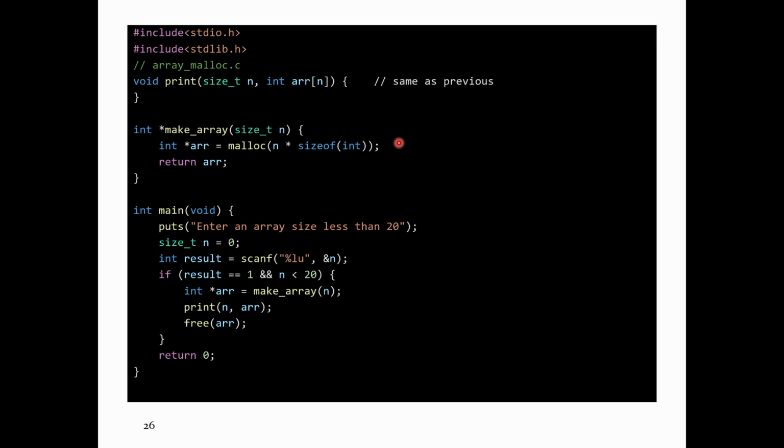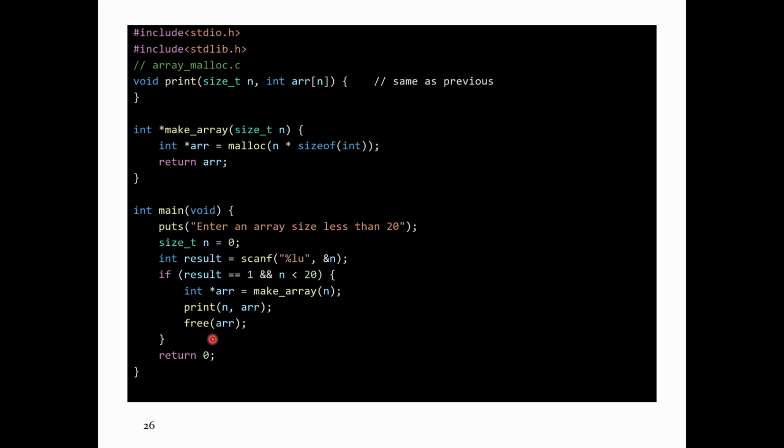After this, you really should check for null, but I didn't, partly because I know the array size is less than 20. If I can't allocate enough memory for 20 ints, I've got bigger problems, right? So then you just return the pointer. And now down here, I just call make array with n, I print the array, and then I play nice and free the array when I'm done with it.